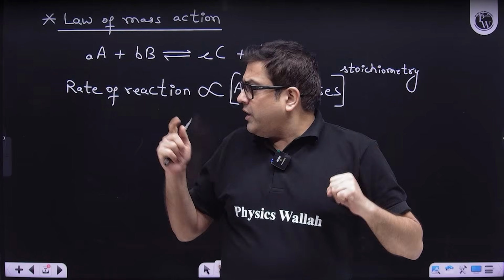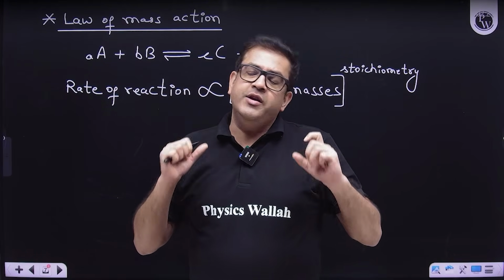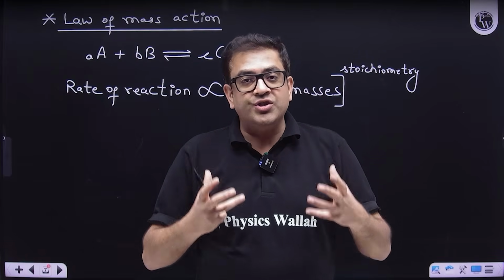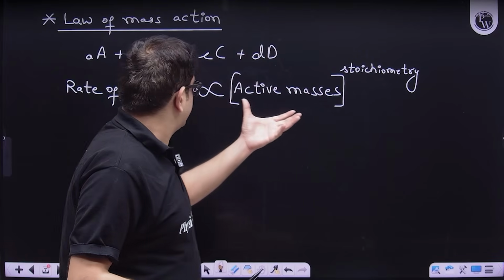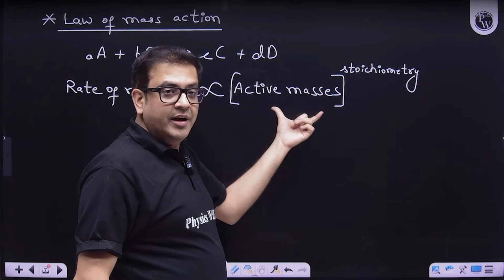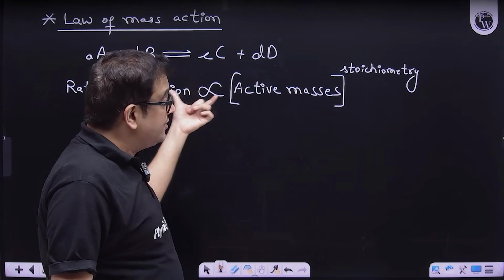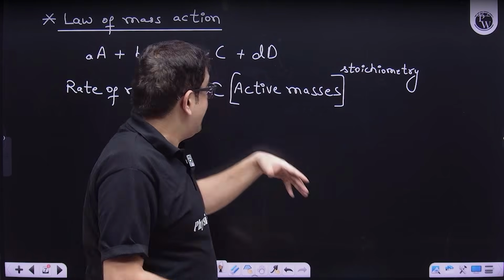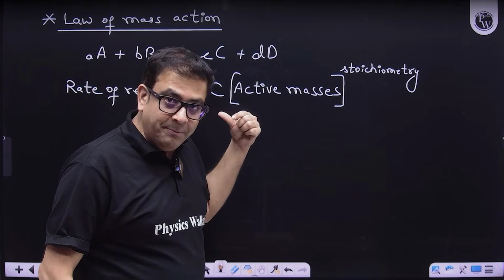Sir, what active mass will we take? Their weight? No. The active mass that we take is the concentration. So that's what I have written over here. The rate of any reaction is proportional to the active masses of the reactants raised to the power of their stoichiometric coefficients. Like over here, it's A and B.